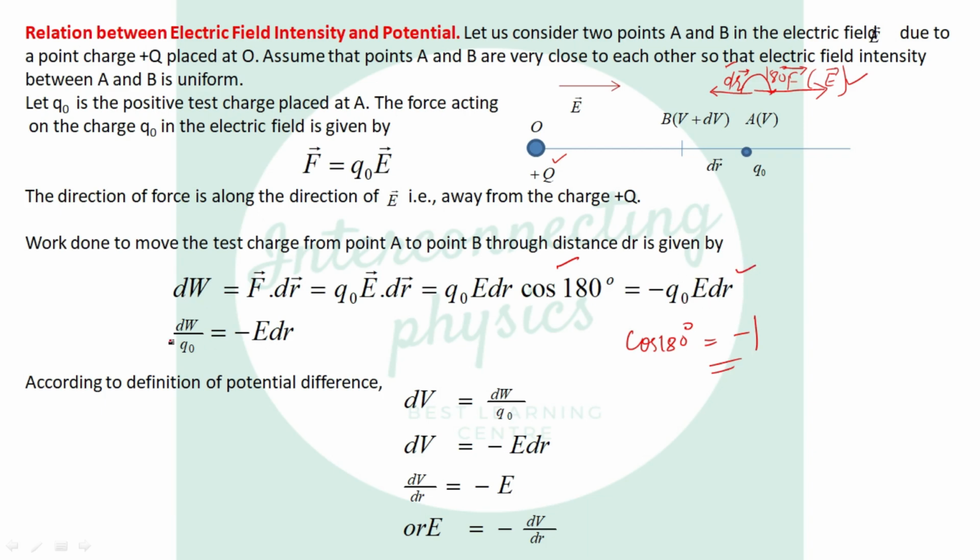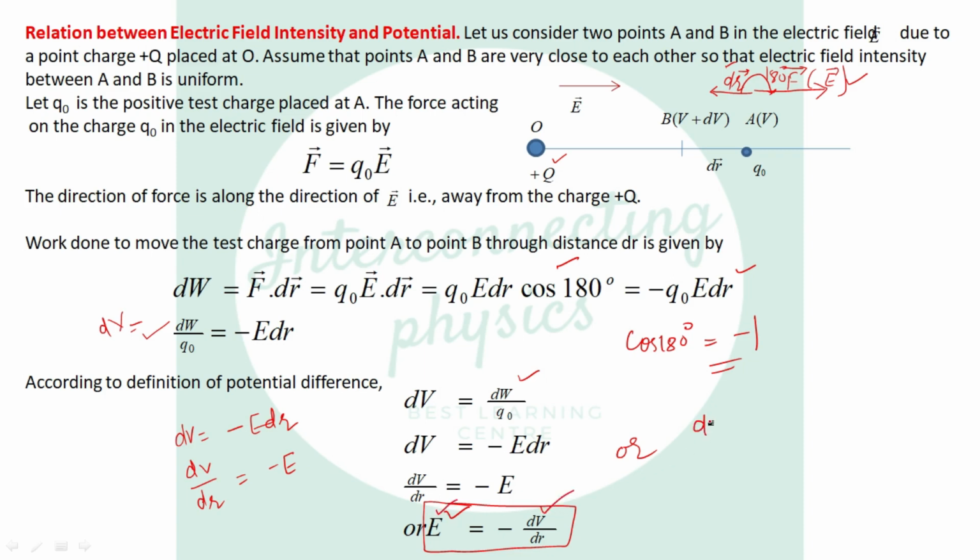Now divide dW by q naught. You see, what is dW over q naught? It is the change in potential. That is the definition of potential difference: dV equal to dW over q naught. Now this dW over q naught becomes dV, which is equal to minus E dr. If we divide dV by dr, we get E equal to minus dV upon dr. So this is the required relation, that is, the relation between electric field and potential.